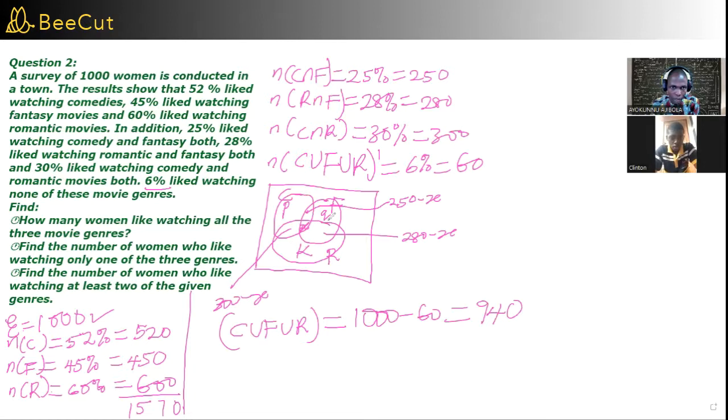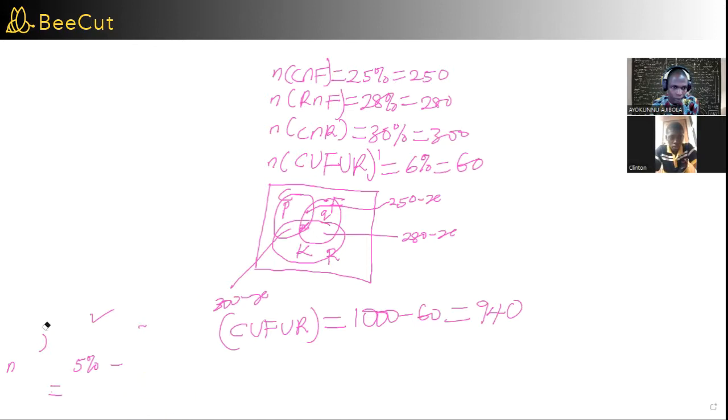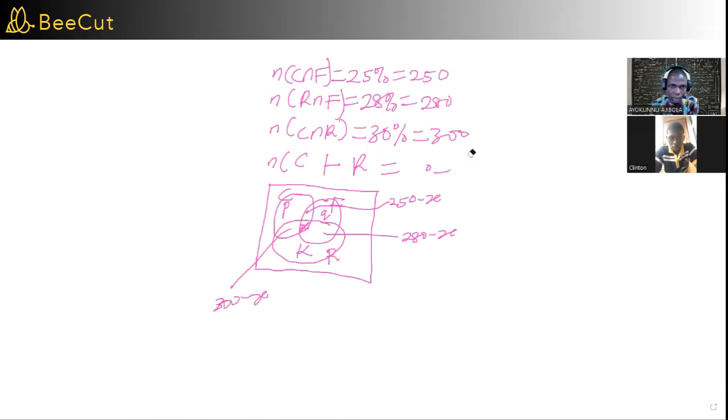I don't want to erase this particular Venn diagram and the writings, but I will erase every other thing so that I can have space. What we want to do is to find X now. That place is 300 minus X. Just bear in mind that the union of the three is 940.